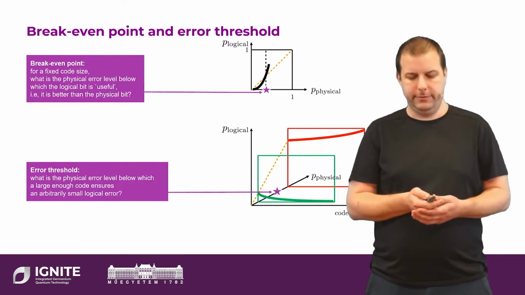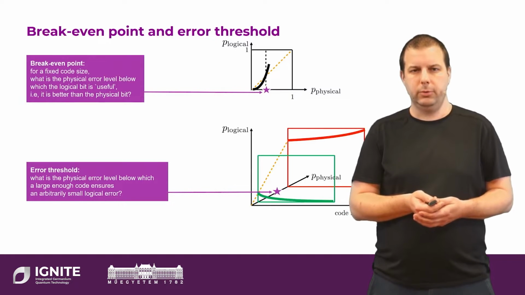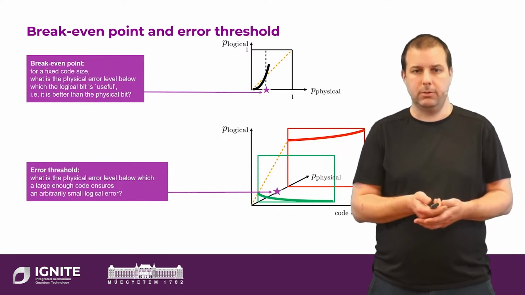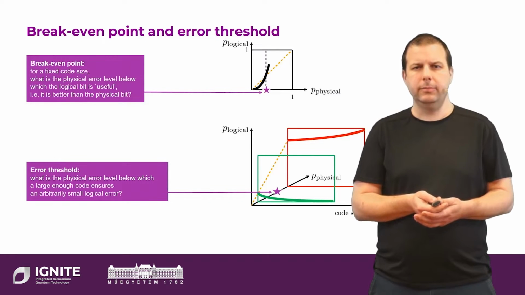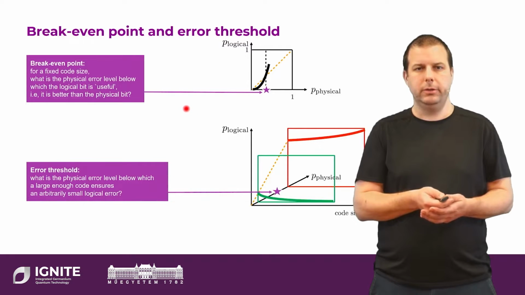Before I end this first part of the lecture, let me bring in 2 important concepts which also appear very often in classical and quantum error correction. And these are break-even point and error threshold. So the first one, break-even point.